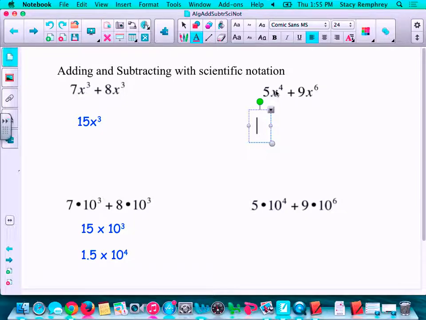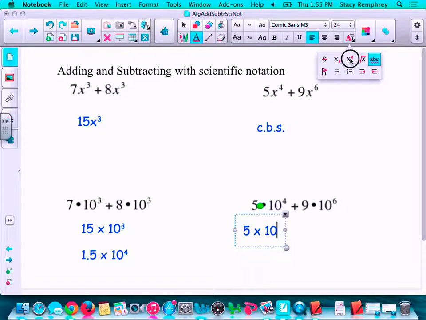Now up here, we have 5x to the fourth plus 9x to the sixth. These are not like terms, so there's nothing I can do here. So we said cannot be simplified. Now down here, these are numbers. So we actually do have some options here. So I'm going to leave the 5 times 10 to the fourth. I'm going to leave that alone.